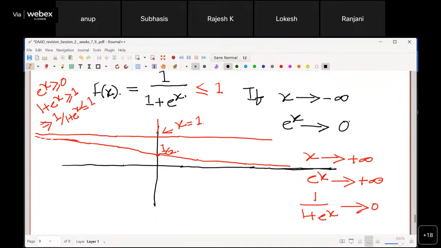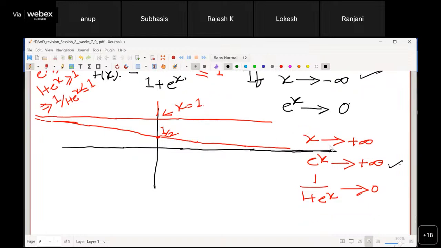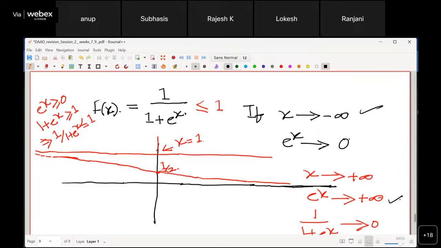Are you talking about this one or this? Yeah, sorry. X tends to minus infinity. e power x will be 1 by e power infinity, which will be tending to 0. Okay. Again, whatever I'll write is not mathematically correct. So you take this x as minus infinity, right? So then what will you get?